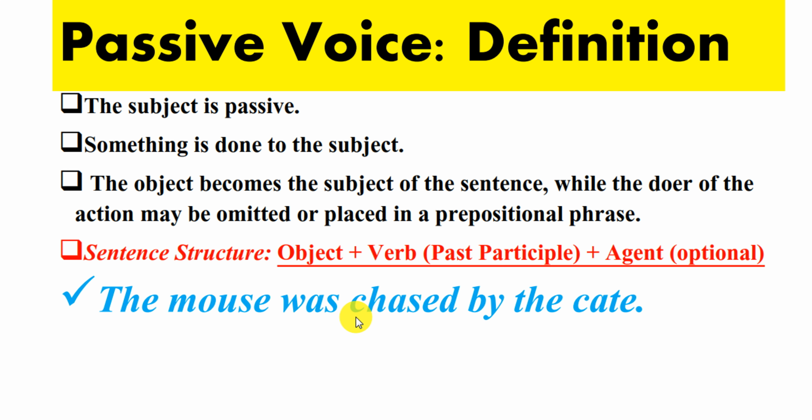Okay, let me give you an example of a passive voice sentence. The mouse was chased by the cat. Unlike active voice, in this passive voice sentence the focus is on the recipient of the action, the object mouse, and the focus is also on the action of chasing rather than the agent of the action, the cat.